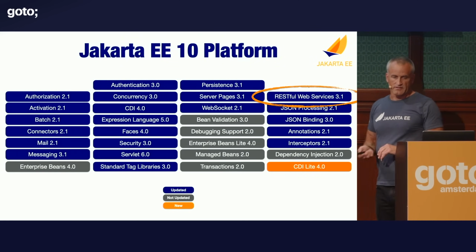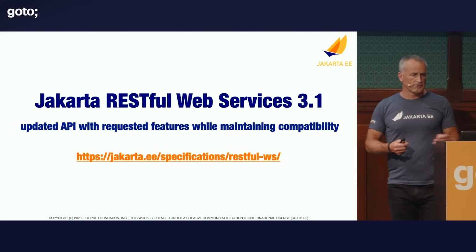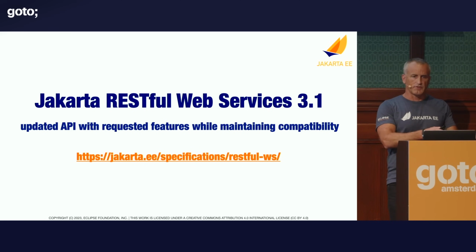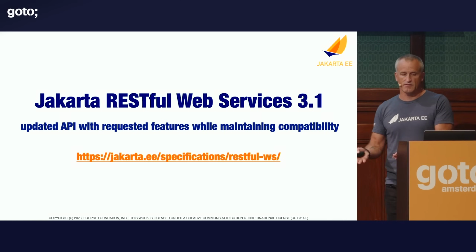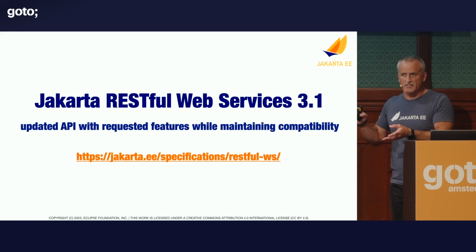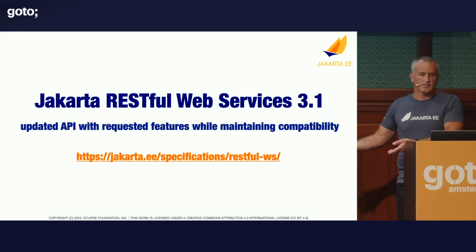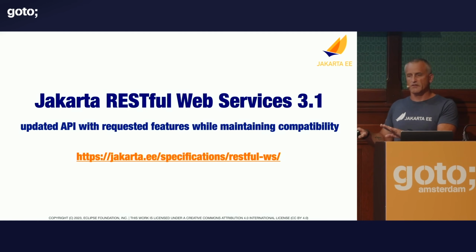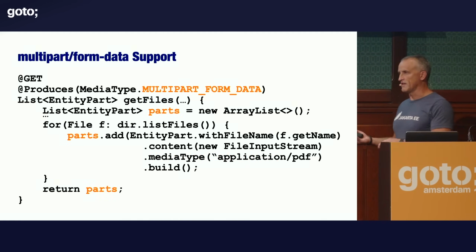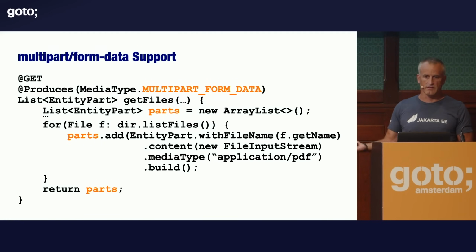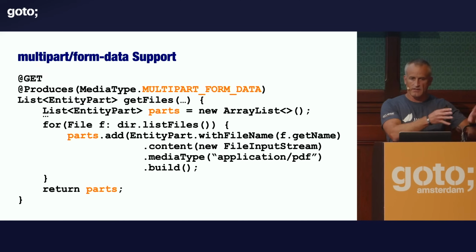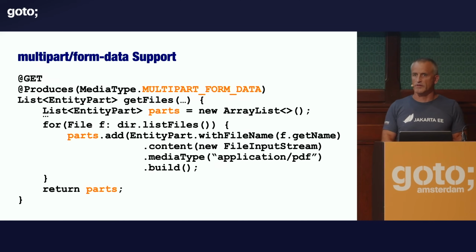There were also other changes there. But for Jakarta RESTful Web Services, they initially targeted a 4.0 release, which would break backwards compatibility because they want to replace some of their resource injection mechanisms with CDI. But they decided on, no, let's keep compatibility for now and do that in the next version. So they updated the API with some stuff that the community has requested, such as support for multi-part form data, which has been possible to do in RESTeasy or Jersey before, but now it's standard, so you can move between implementations.